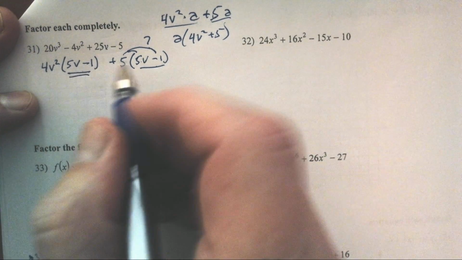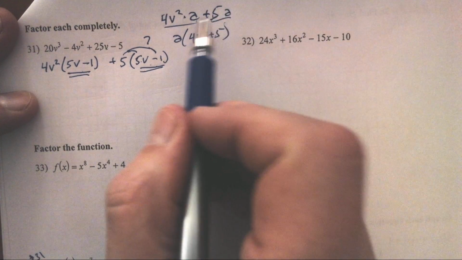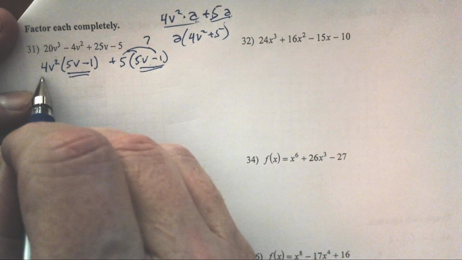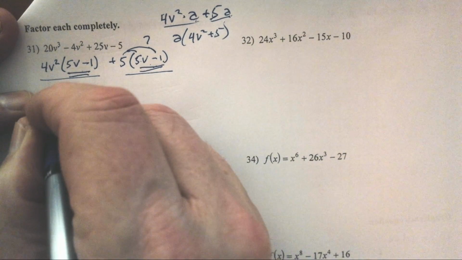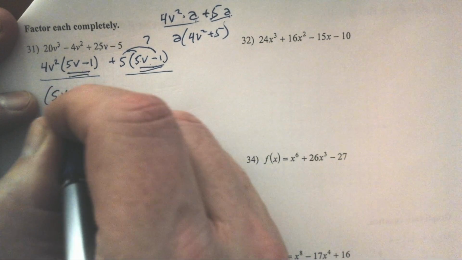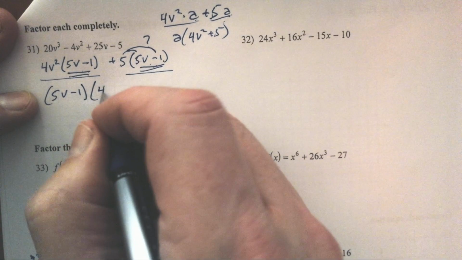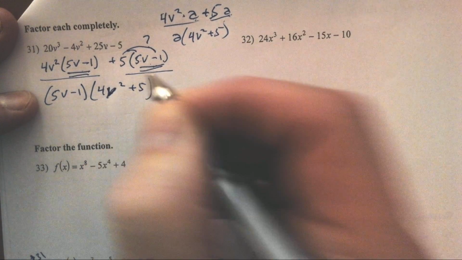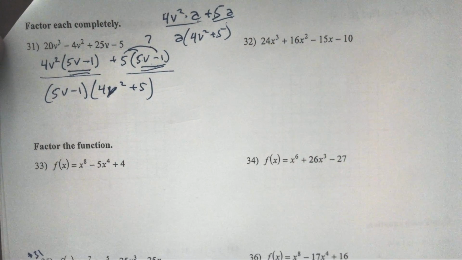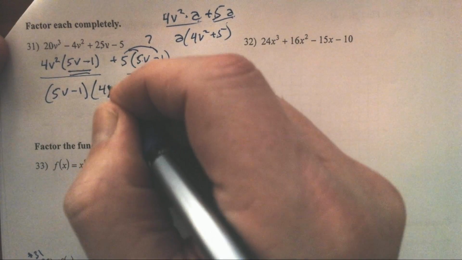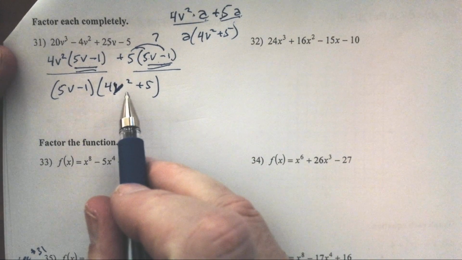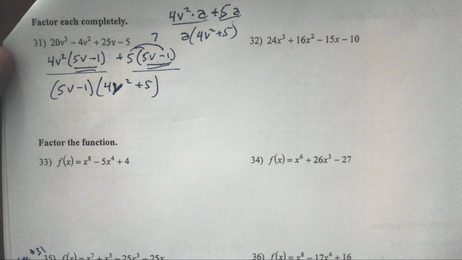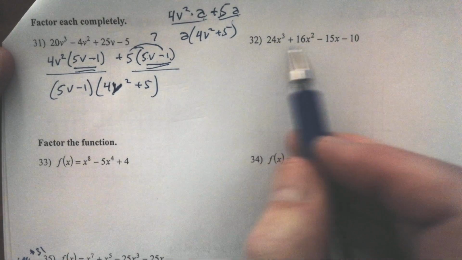I'm just going to treat 5v minus 1 as though it was a. And I'm going to factor 5v minus 1 out of this term and this term. So 5v minus 1, all of it, times 4v squared plus 5. And then I just need to check and see, does 4v squared plus 5 factor? I don't have a way of factoring that. I don't have a way of further factoring this, so we would be done. 32 would be much like that.